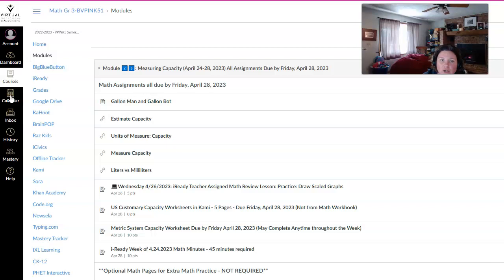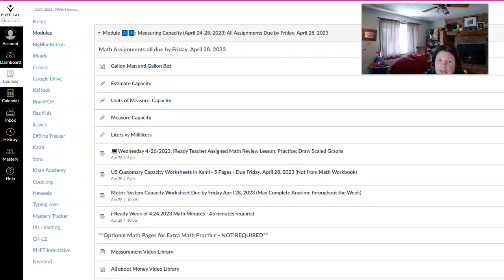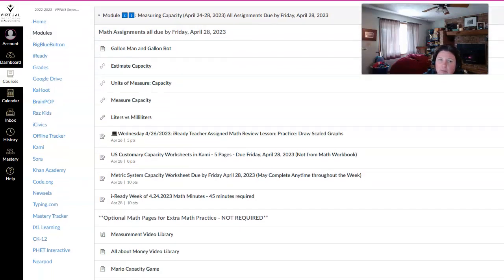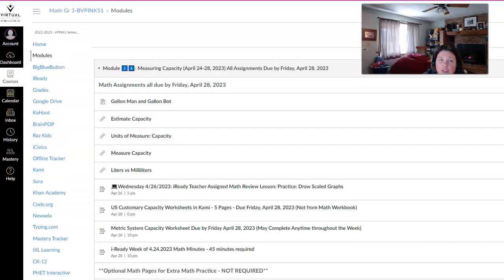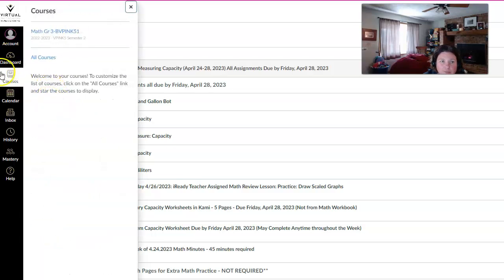Most assignments that you'll find on your calendar will show up on Friday. That doesn't mean wait till Friday to complete all assignments, just that there is some flexibility within the math and ELA modules so that if you're testing Tuesday and Wednesday, you can complete assignments on Monday, Friday, whatever works for you.